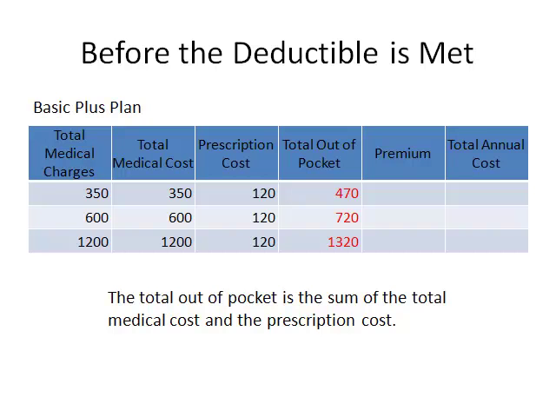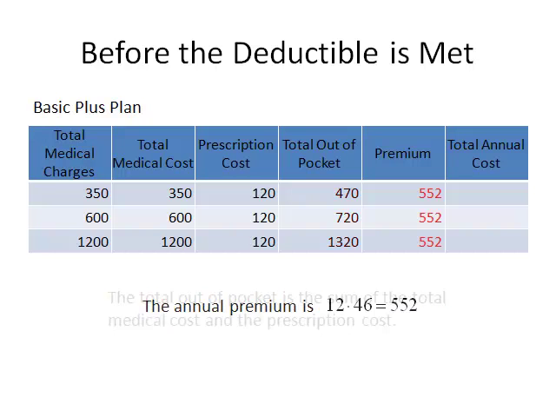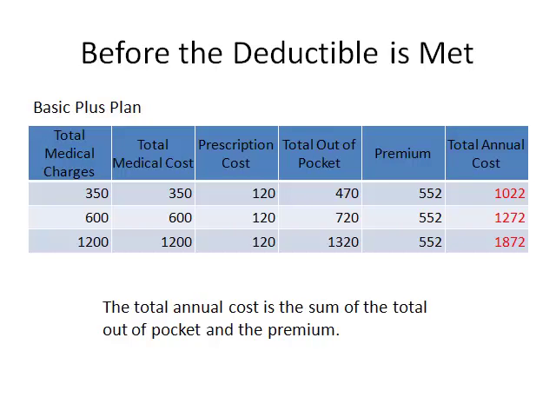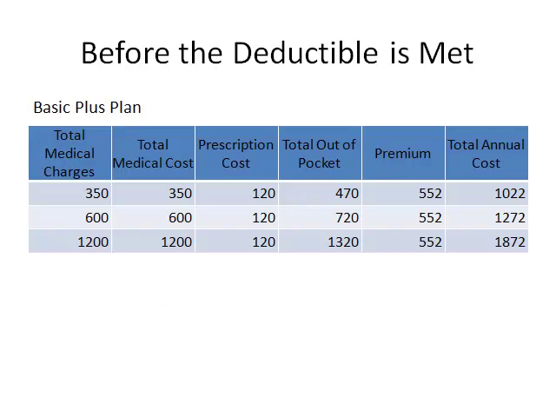If we add these amounts together, we get the total out-of-pocket at the different charge levels. For the Basic Plus plan, the monthly premium is $46 for an annual cost of $552. By adding the total out-of-pocket to the premium for the year, we get the total annual cost of the Basic Plus plan for several charges before and up to when the deductible is met. As expected, as the charges increase, the total annual cost also increases.